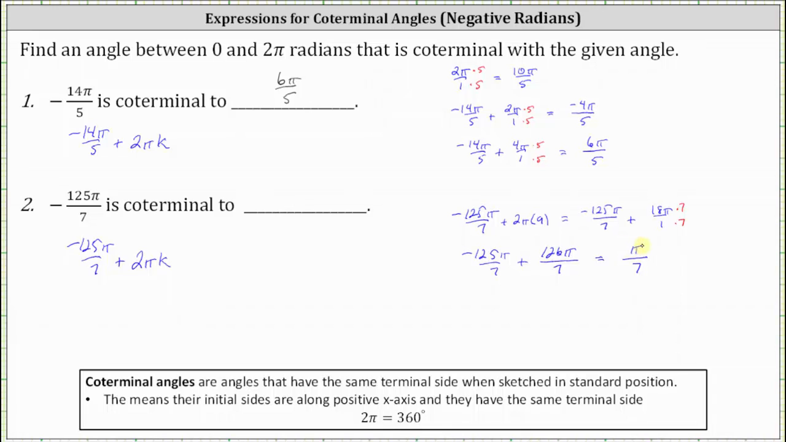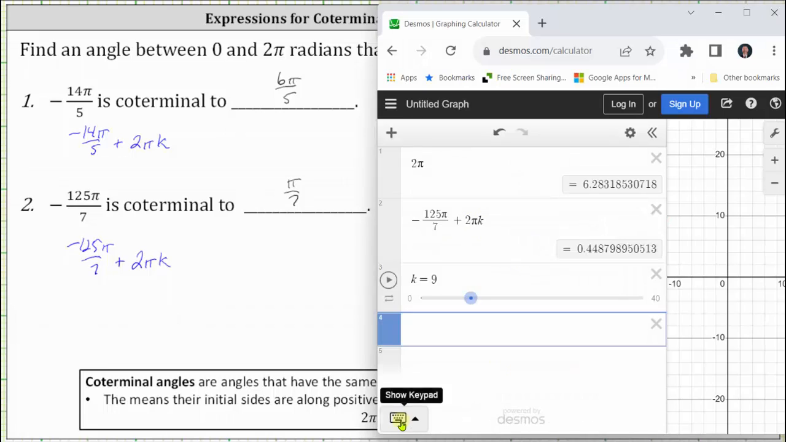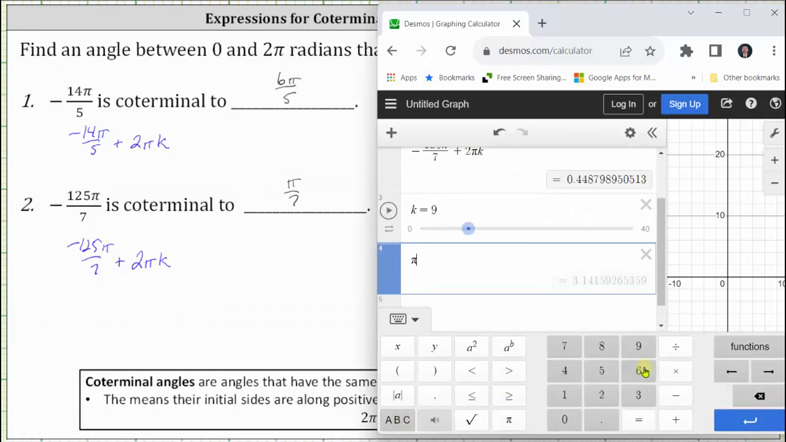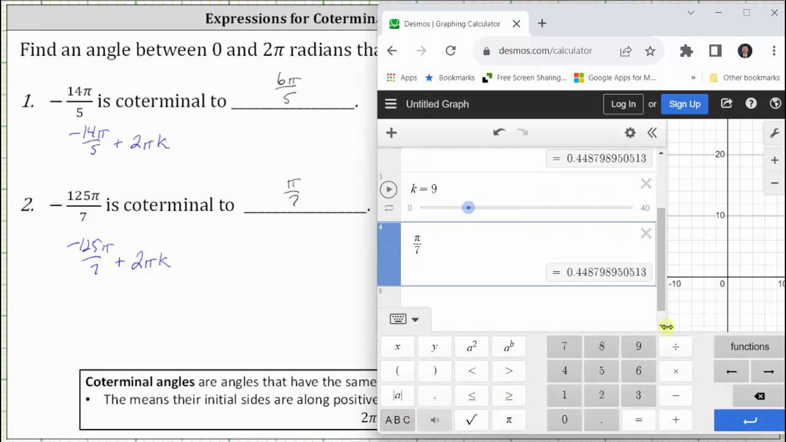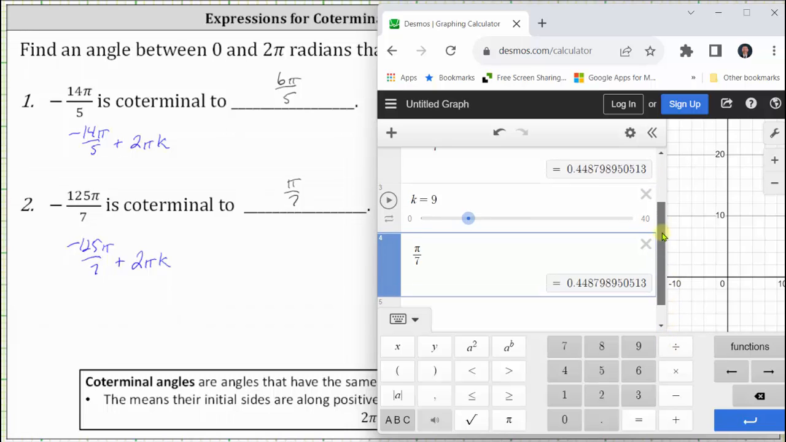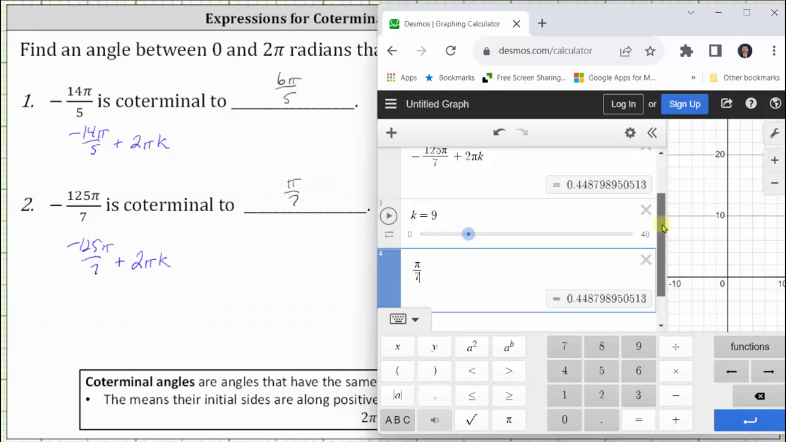The coterminal angle to negative 125 pi divided by 7 that is between 0 and 2 pi radians is pi divided by 7 radians. If we go back to the calculator one more time, we can check this. Let's make sure that when we enter pi divided by 7, we do get the same decimal approximation of the angle above, which we found when k is equal to 9, and we can see that we do.